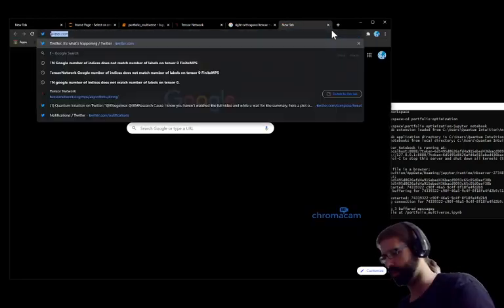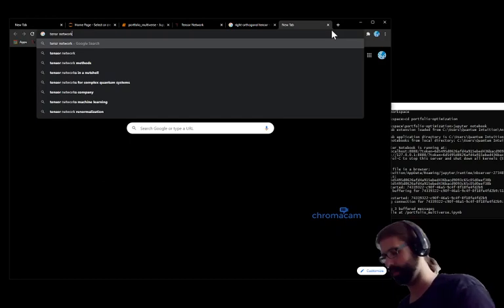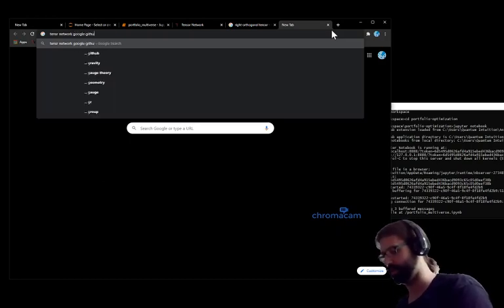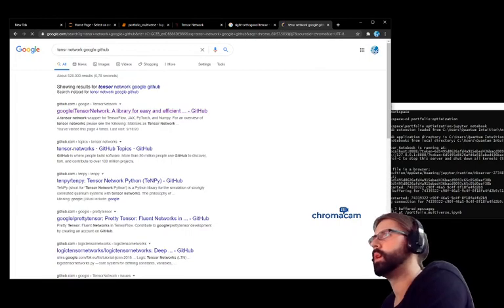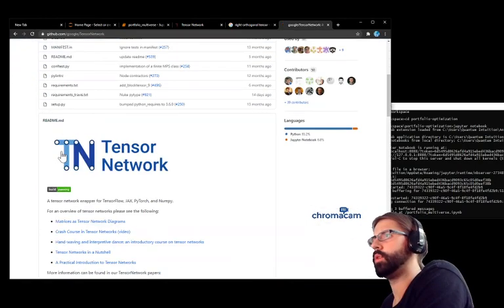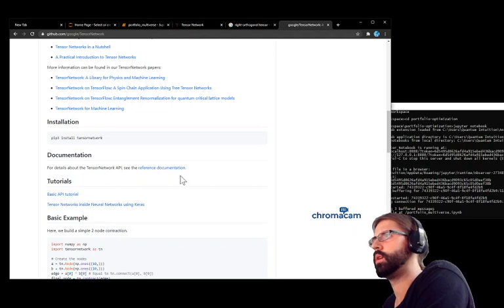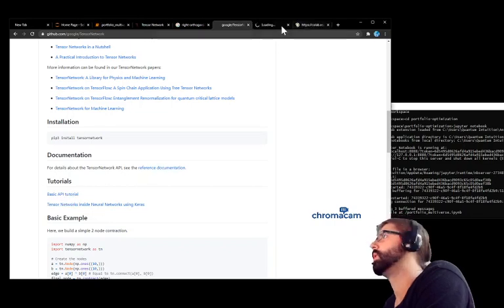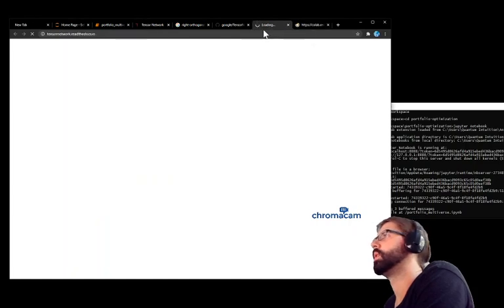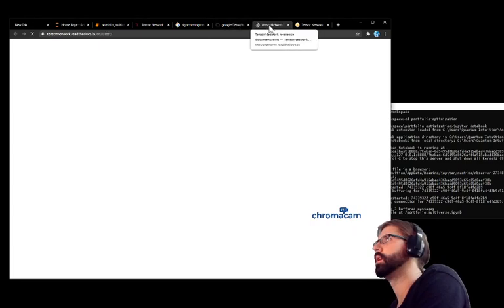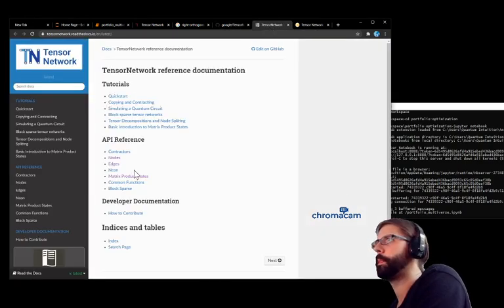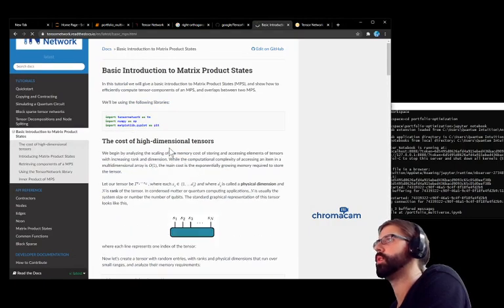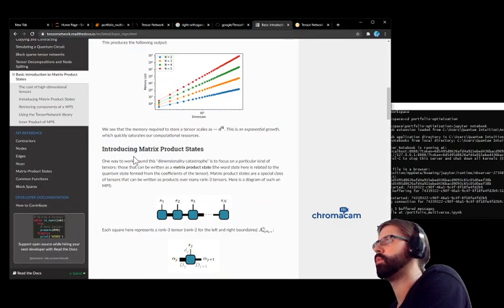Because in the tensor network, Google, GitHub, there were. So if you take a look at the documentation, there's a tutorial here. And the documentation, basically, it was the tensor decomposition, basic introduction to matrix product states. Maybe I should just do this. Maybe I should really just do this, actually.